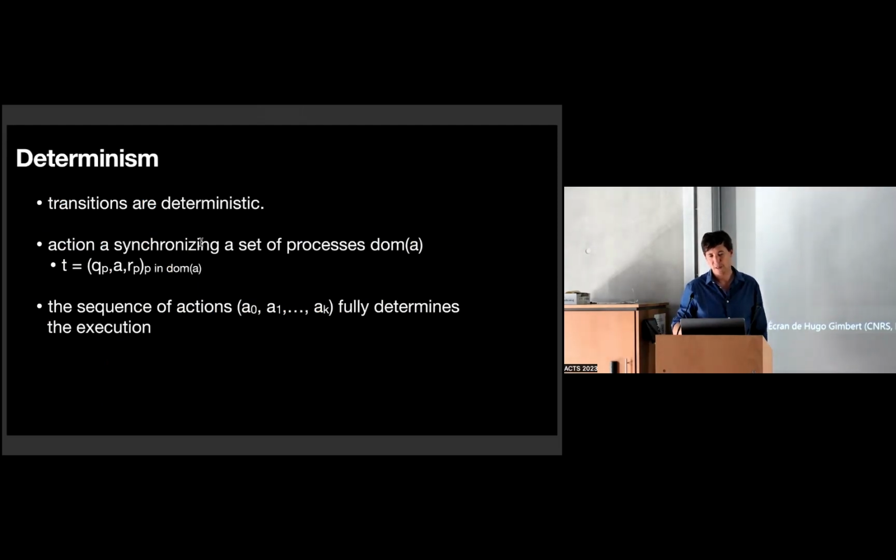So just a word about the setting. The setting is deterministic in the sense that transitions are deterministic. Formally, an action A is synchronizing a set of processes, DOM, like domain, DOM of A. It's represented as usual as the tuple of states of the different processes, the action, and the tuple of new states of the processes. So it's really what is also called asynchronous automata, Zielonka automata. It has several names. Why do we choose them deterministic? It's just by convenience, because the sequence of actions determines the execution. So to describe the execution of the system, we just have to tell which actions were played, and we don't need to bother with states.